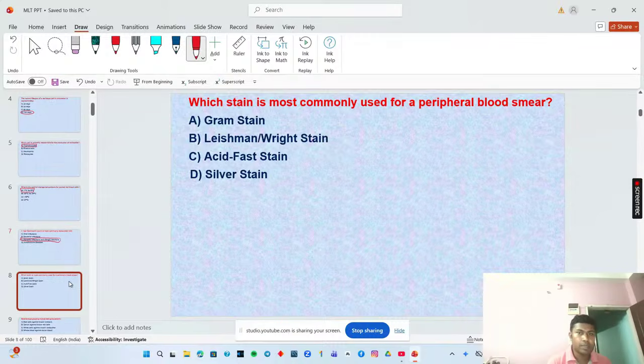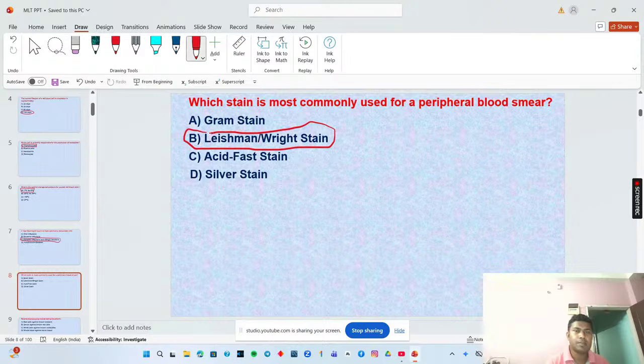Now, the next question comes: which stain is most commonly used for peripheral blood smear? It will be Leishman stain. The answer to this question will be Leishman stain. We use Leishman stain during peripheral blood smear. You have to remember it.